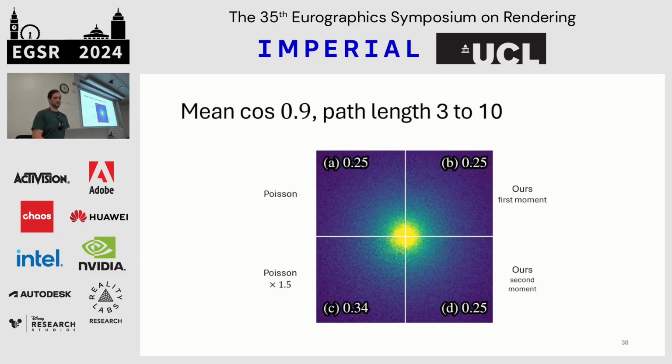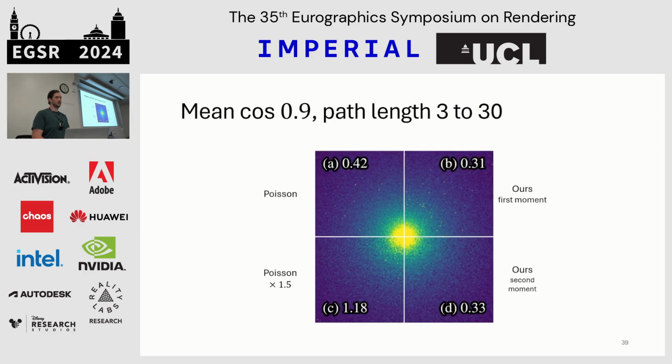Here we compare different methods of sampling the path length. One is the Poisson in two different versions, one with a scaled optical thickness, and our method, both with first and second moment. If we just look at path lengths that are limited to 10 here, they all roughly look the same, I would say. But if we go to longer paths, there are some outliers that appear, which is due to the Poisson sampling missing some long paths that still have a high contribution. So these are undersampled, but our second moment-based sampling can cover these longer paths as well.